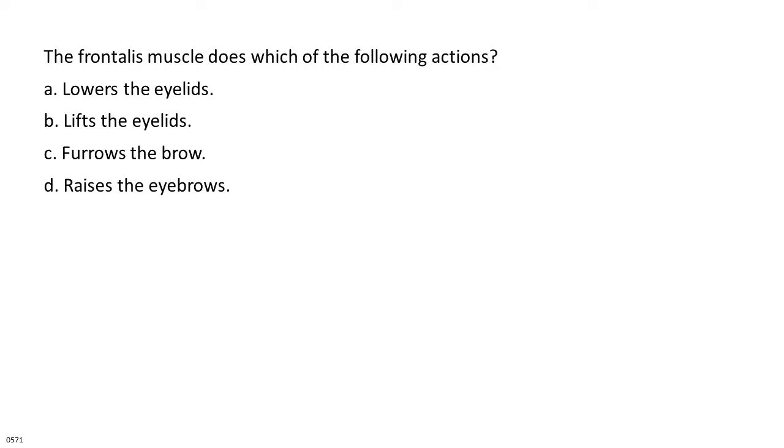The frontalis muscle does which of the following actions? A. Lowers the eyelids. B. Lifts the eyelids. C. Furrows the brow. D. Raises the eyebrows.